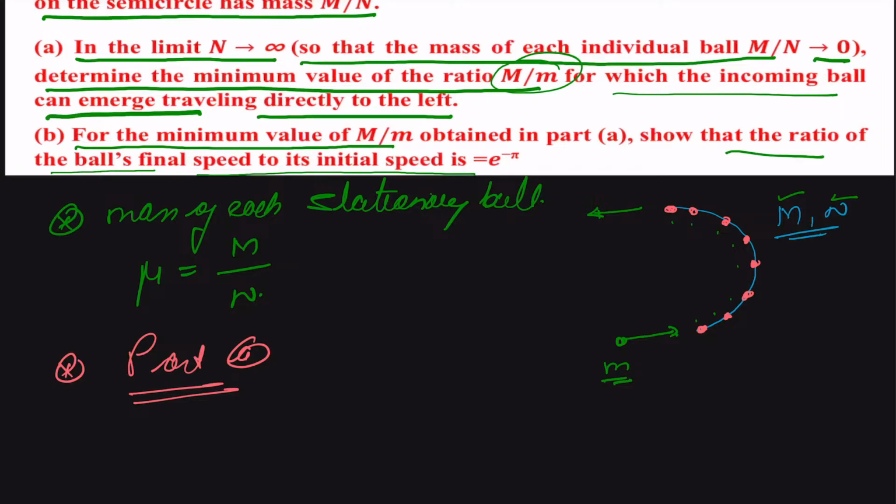And so from the figure you can say that initially this ball of mass m is moving toward the right, and finally it is coming out to the left. It means the total change in direction between the incoming and outgoing ball is pi. Okay, this we can make as a conclusion from the figure.